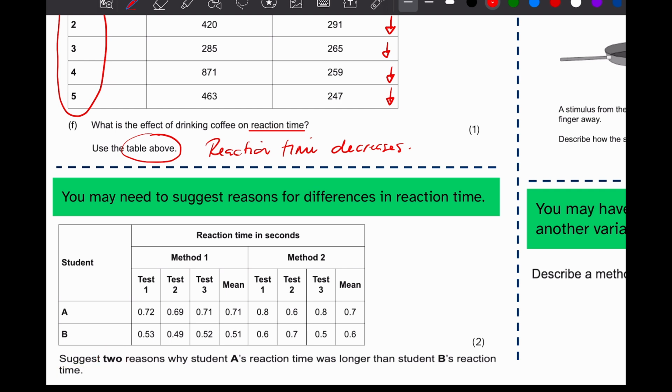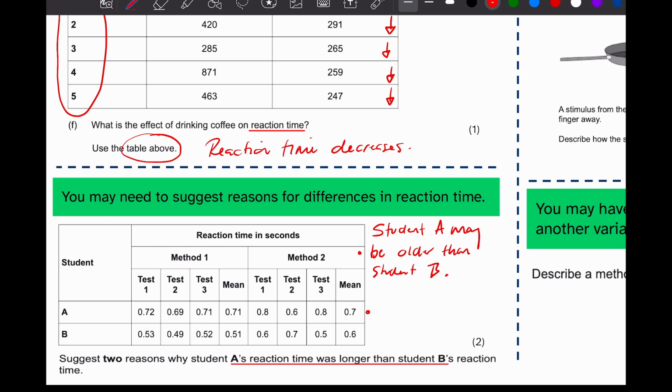Okay, and so we want to know why student A's reaction time was longer than student B's. So all we need to do here is just say any of those factors that we already looked at earlier. So it might be one of the common factors in reaction time is age. As you get older, your reaction time decreases. All right, that is one of them.